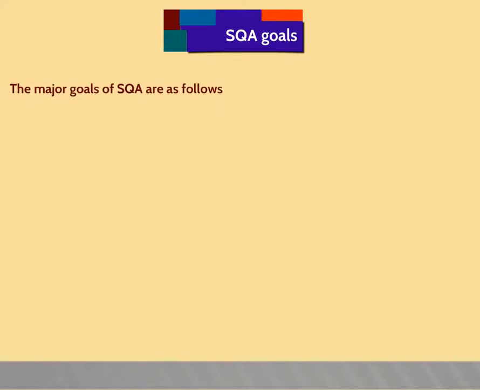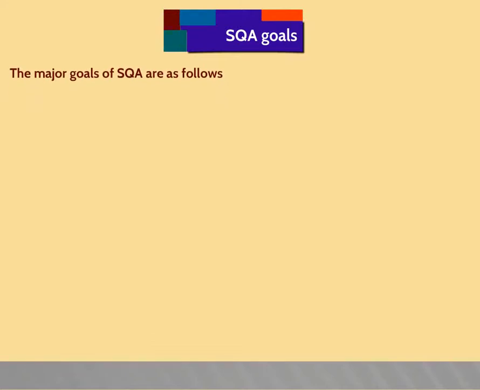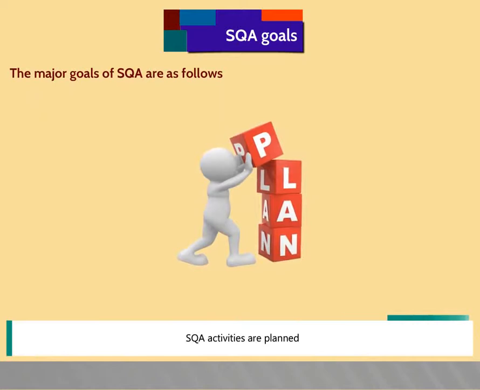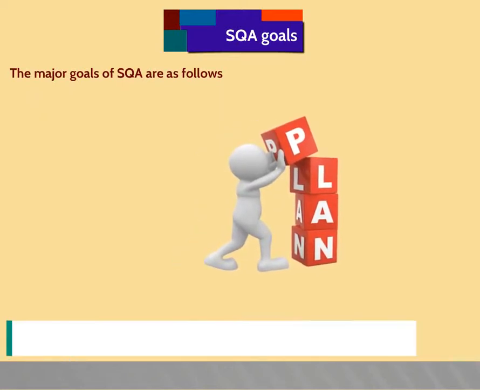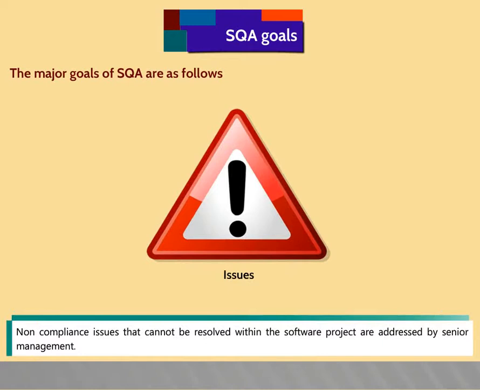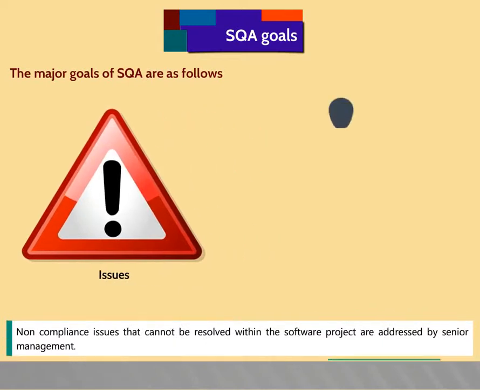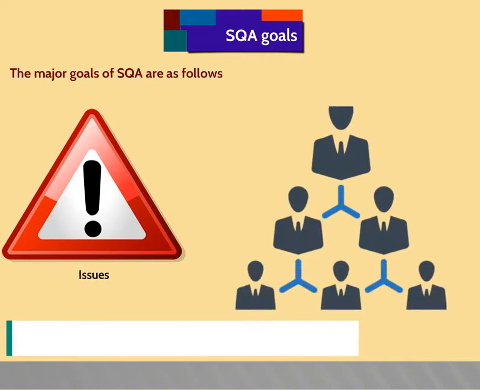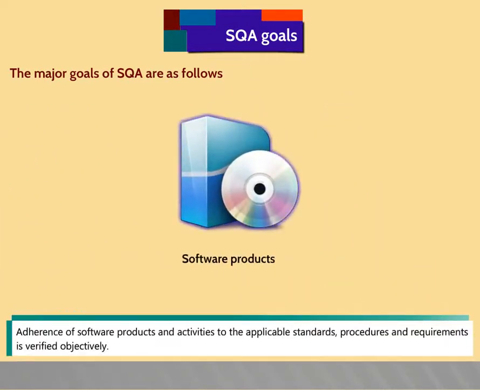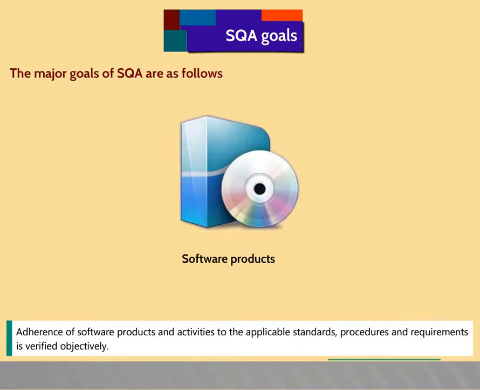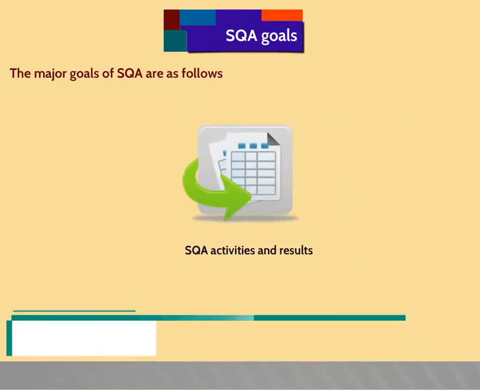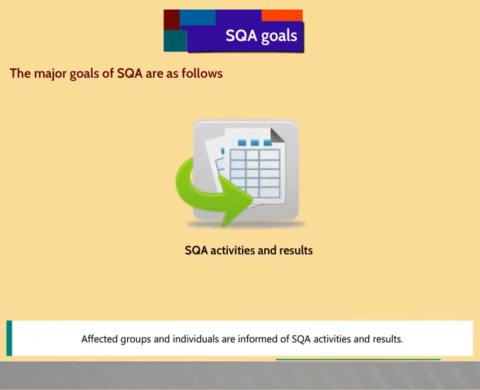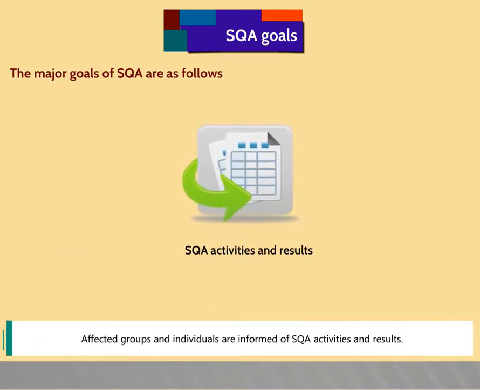SQA goals. The major goals of SQA are as follows. SQA activities are planned. Non-compliance issues that cannot be resolved within the software project are addressed by senior management. Adherence of software products and activities to the applicable standards, procedures, and requirements is verified objectively. Affected groups and individuals are informed of SQA activities and results.